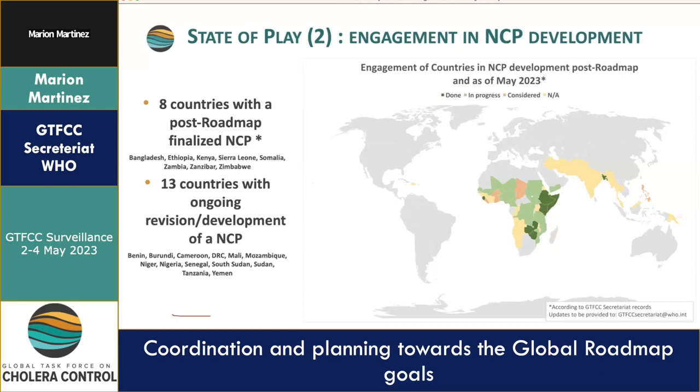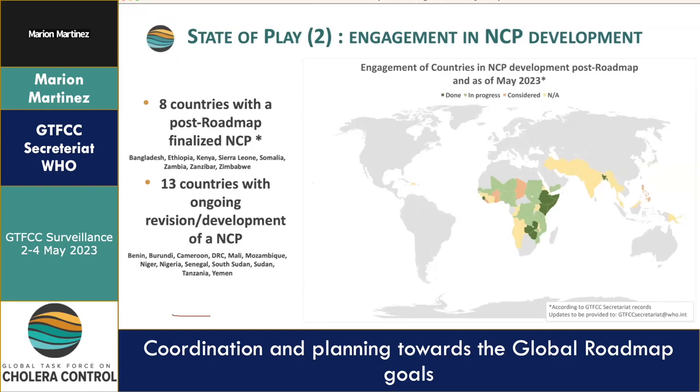Here I'll share the same disclaimer as for the previous map on priority areas. I'll also start with an explanation of the legend, because you can have plenty of different maps representing where we stand in terms of NCP development, depending on what you take as a definition for an NCP. So here we are really talking of post-roadmap finalized NCPs. There are countries who have had cholera plans for a long time, not necessarily aligned with the roadmap, because the roadmap was launched in 2017 and the different tools have been refined over time. So the filter we have used for this map is pre and post roadmap. So far, we have 8 countries with a post-roadmap finalized NCP.